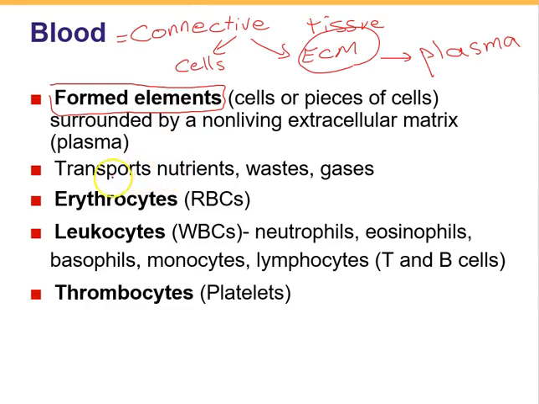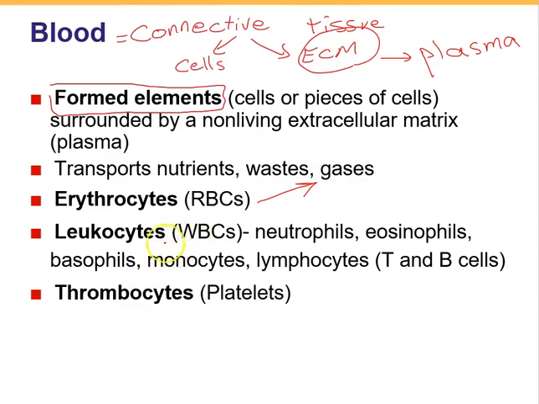So we have three different types of formed elements: erythrocytes or red blood cells, leukocytes or white blood cells, and thrombocytes or platelets. They have different shapes, different structures, and obviously different functions. The erythrocytes are cells without a nucleus and without organelles. They are filled with hemoglobin, which is responsible for carrying the respiratory gases, especially oxygen.